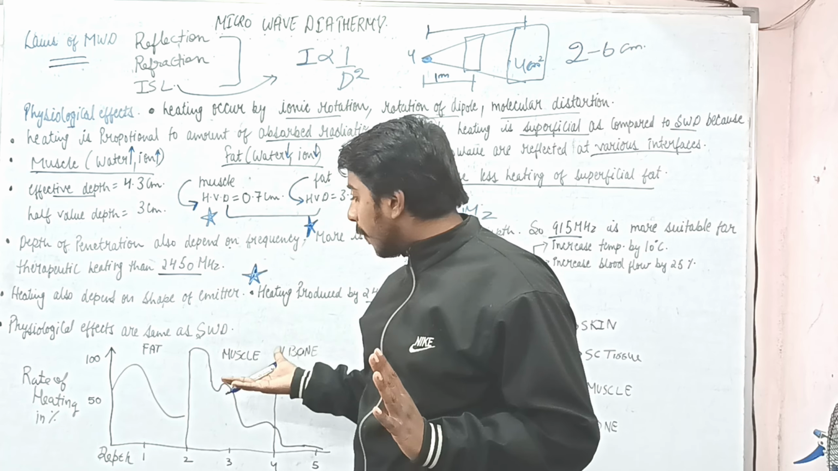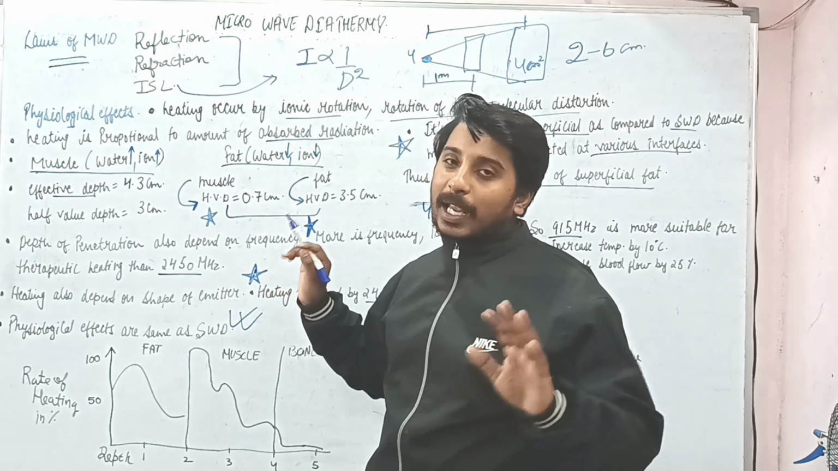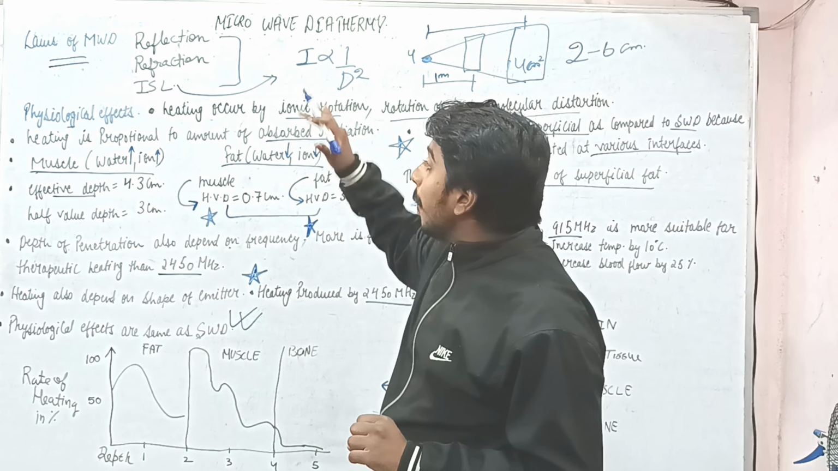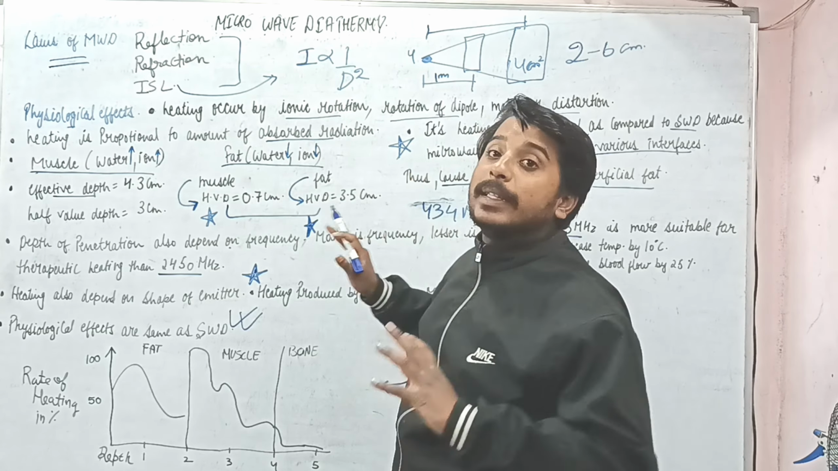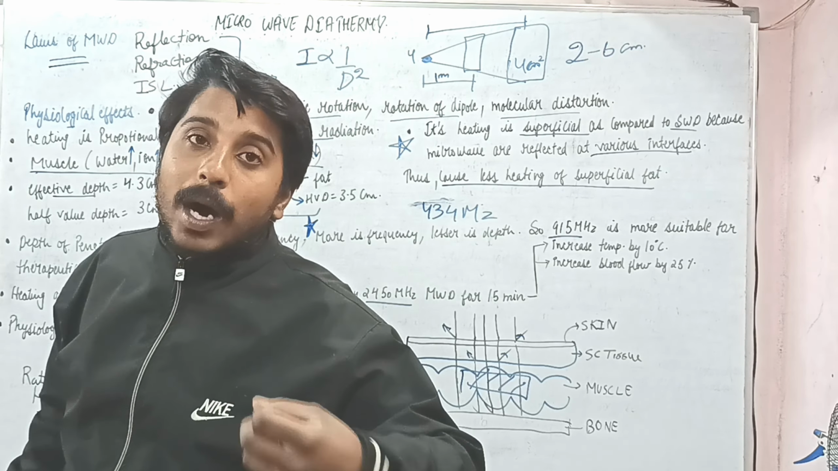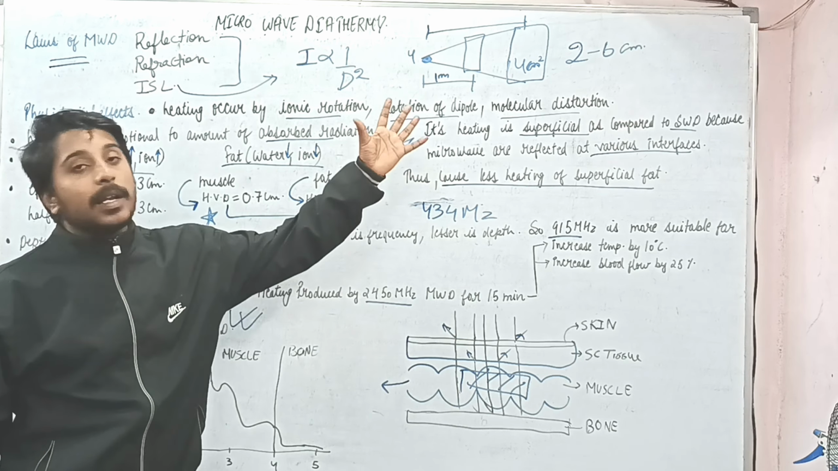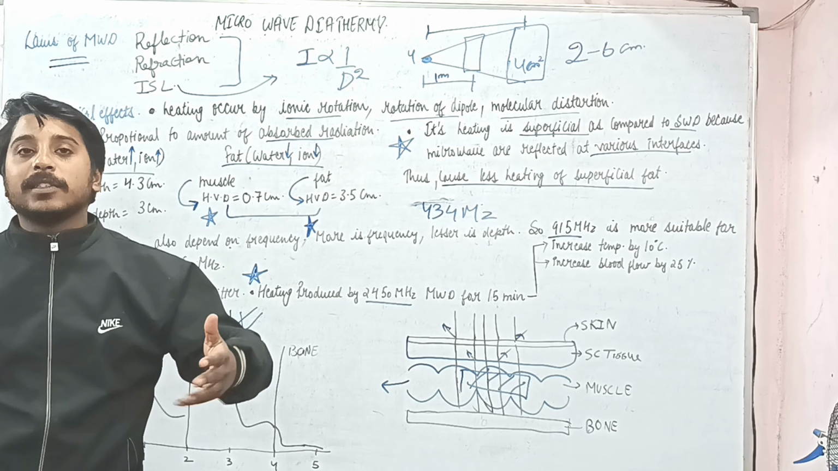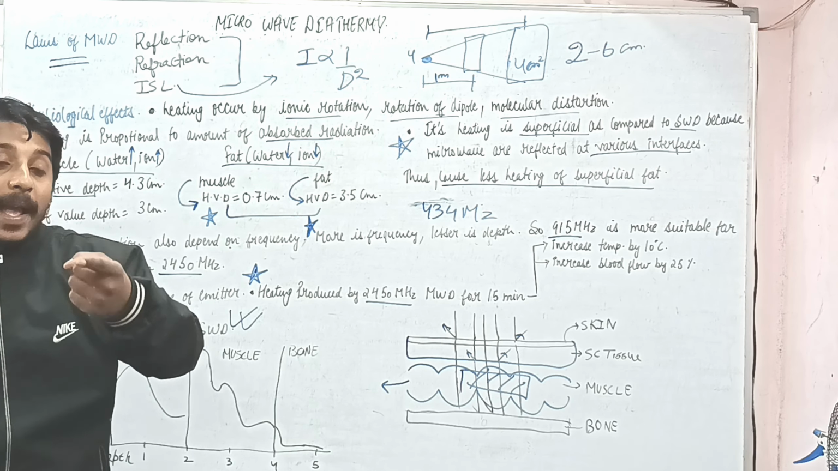So all the physiological effects that you have studied under SWD can be written here. But under physiological effects we need to explain how our body tissues are hindering by acting as an interface for reflection and refraction, which will reduce the heating as compared to SWD.